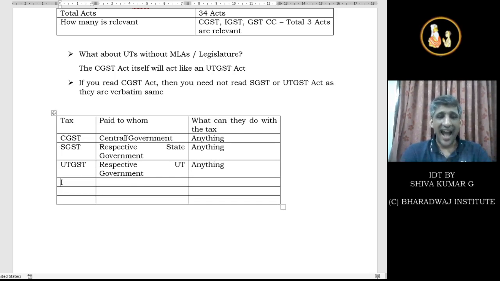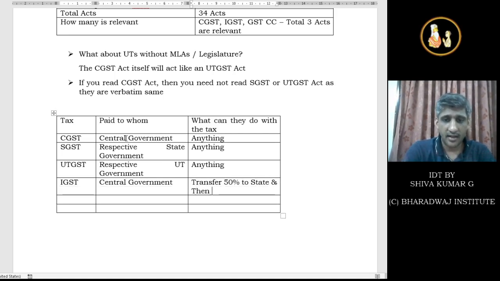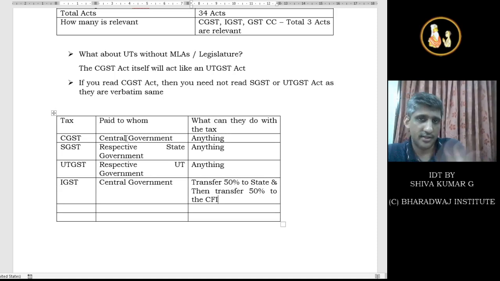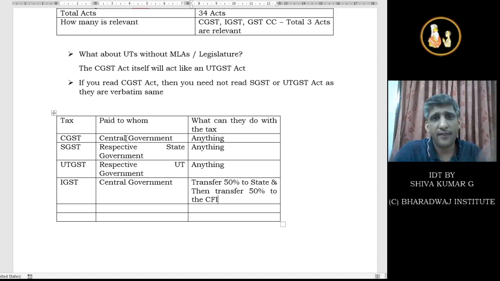Then IGST, who will get the tax? The central government will get the tax. But what can they do with the money? Transfer 50% to the states and then transfer 50% to the CFI, the Consolidated Fund of India. CGST is already part of the Consolidated Fund of India. Okay, no problem.